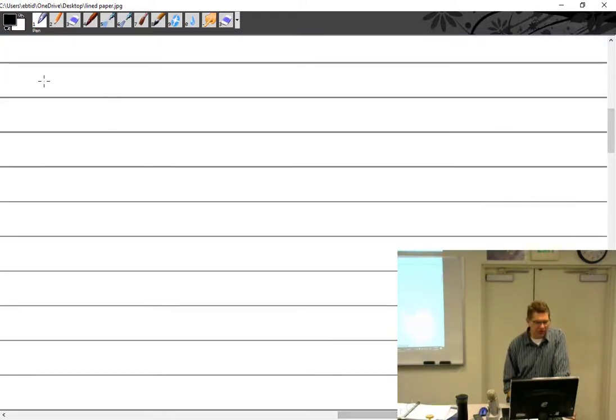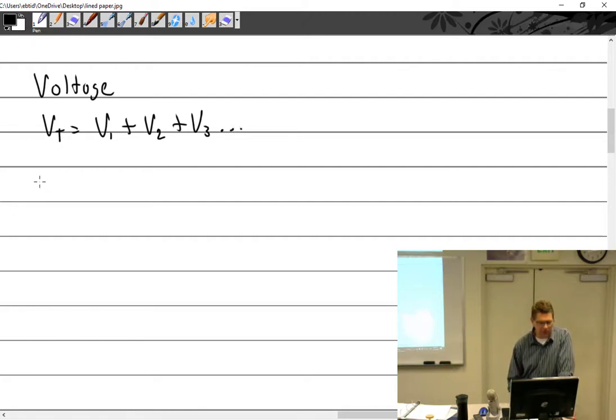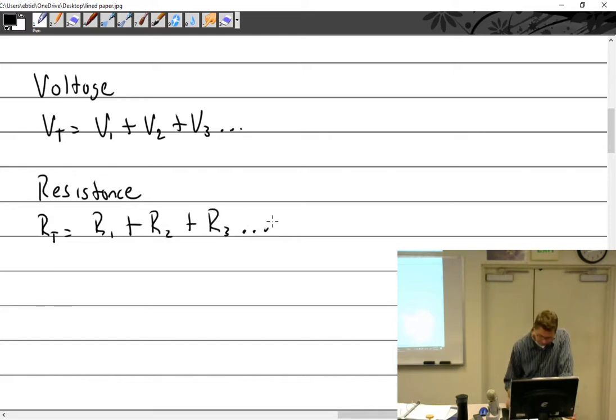And then I would say the voltage. This is the voltage in a series circuit. Voltage total is equal to the voltage of 1 plus the voltage of 2 plus the voltage of 3, on and on and on. And the resistance. Resistance total is equal to the resistance of 1 plus the resistance of 2 plus the resistance of 3, on and on and on.